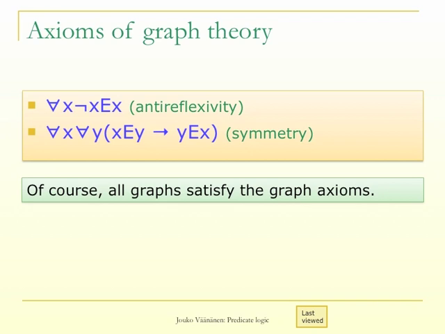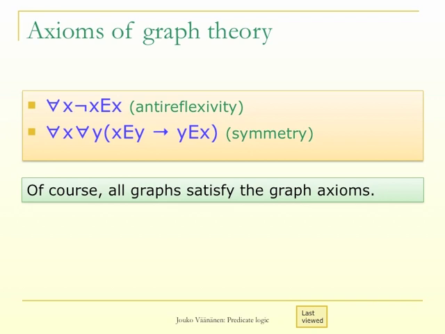Axioms of graph theory. Graphs are binary predicates which are antireflexive and symmetric. So we have two axioms. The first axiom, antireflexivity, says for all x, negation x e x. So this says that there is no edge from a vertex to itself by our decision. That would be a different kind of graph if we allowed edges from a vertex to itself, which is quite possible. But we have agreed that our graphs are antireflexive, so we write antireflexivity as an axiom of graph theory.